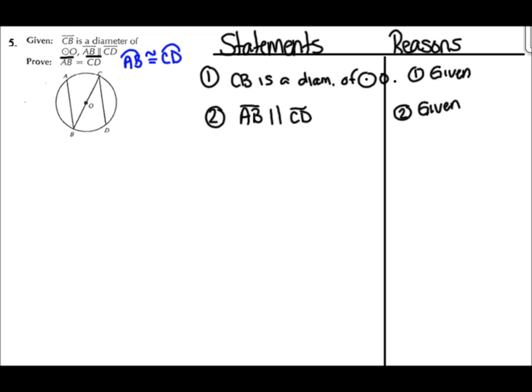Now, knowing that we have parallel lines, we learned a property that says, given that you have two parallel lines, we can show that the arcs are congruent, and the arcs inside the parallel lines are the ones that are congruent. So I now have arc AC congruent to arc BD. And the reason is parallel chords intercept congruent arcs.